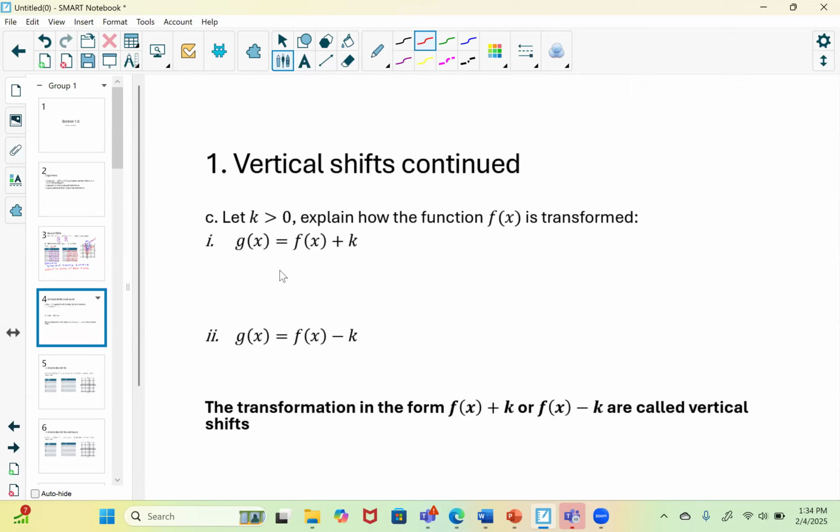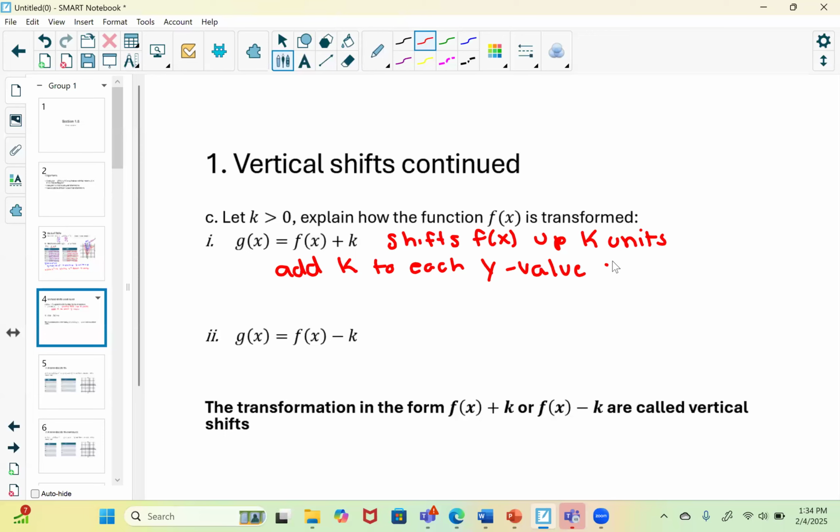So my function g of x, if we add k and we say it's on the outside of the function, then this shifts f of x up k units. Okay, so we would just count up that many units for each one. Or we add k to each y value of f of x if you have a table.